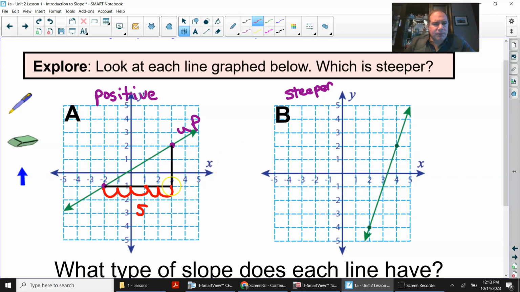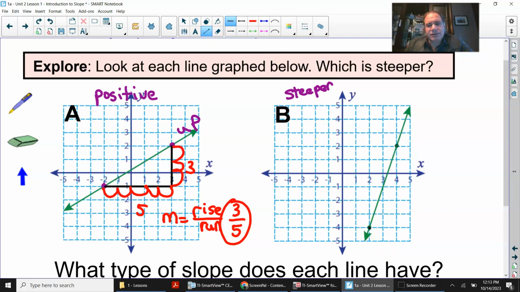And then we're going to go up 1, 2, and 3. So the slope, which is M, is rise over run. The rise is 3, the run is 5. So the slope is 3 over 5. That is your answer.